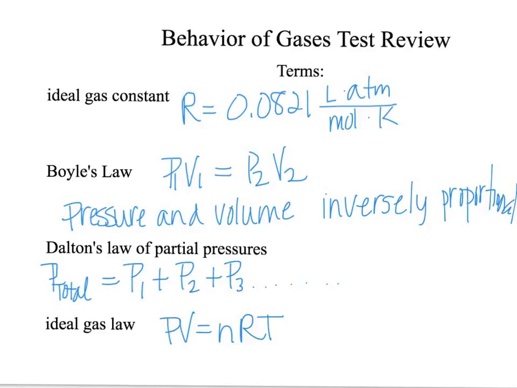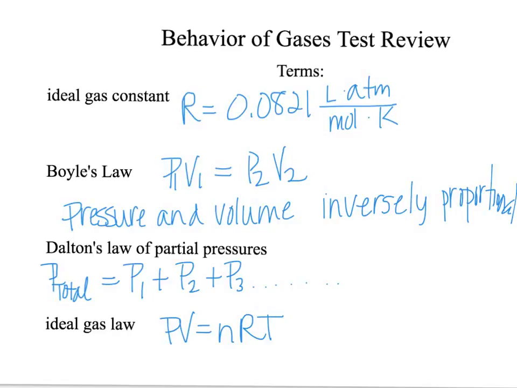Dalton's law of partial pressure. That is a law that states that the total pressure is equal to the sum of the partial pressures. We used this law when we did our molar volume of a gas because we had to account for the vapor pressure of the water that was also collected along with the gas. And so we used that law as well.